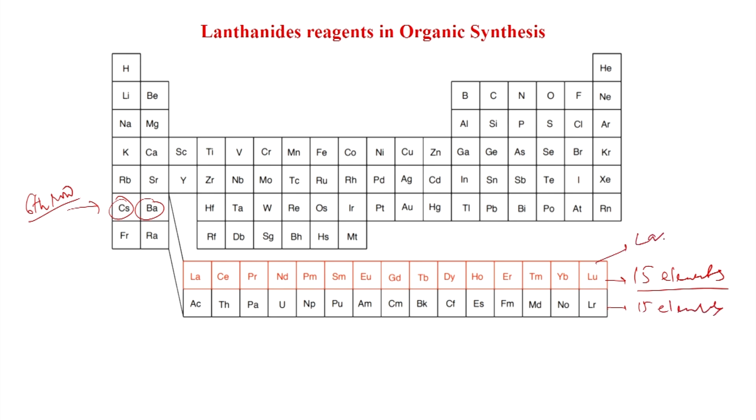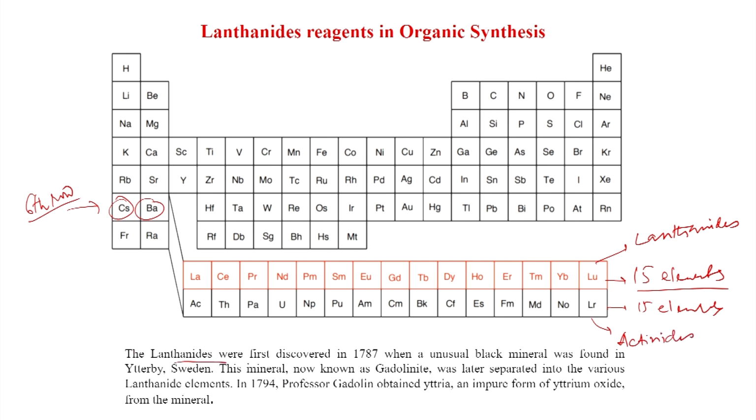So, this is lanthanides and these are called actinides. The lanthanides were first discovered in 1787 when an unusual black mineral was found in Ytterby, Sweden. This mineral, now known as gadolinite, was later separated into the various lanthanide elements. And in 1794 Professor Gadolin obtained yttria, an impure form of yttrium oxide, from the mineral. So, you can see ytterbium is present here.